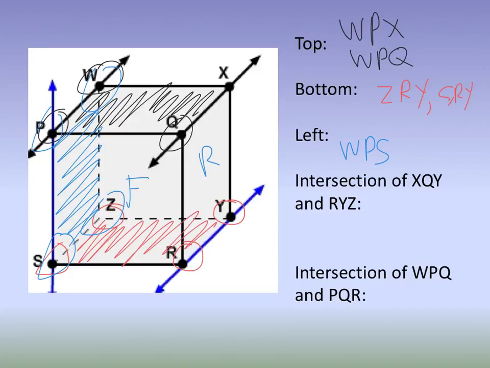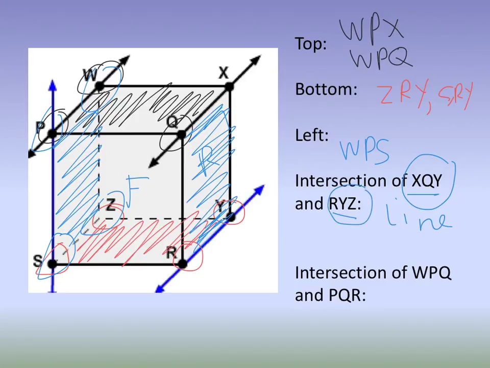Okay, if you're talking about the intersection of 2 planes, what you want to do is always a line. So we need to be specific about the type of line that we're using. So if we have X, Q, Y, I'm going to shade X, Q, Y, it's going to get really messy here. And then R, Y, Z is the bottom. So where this plane and this plane meet is the line YR. So I'm going to write the line YR. Make sure to use a line symbol.